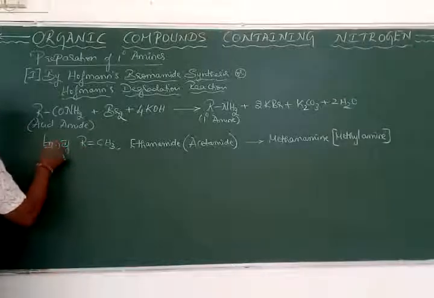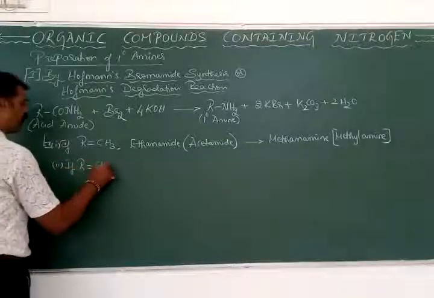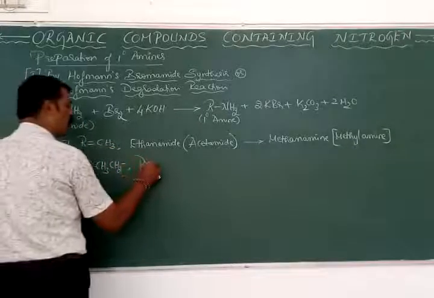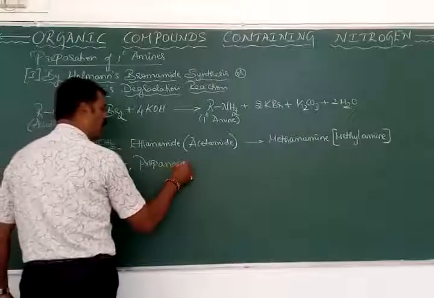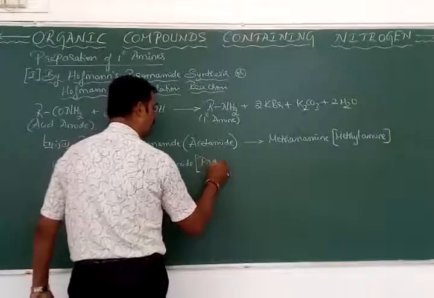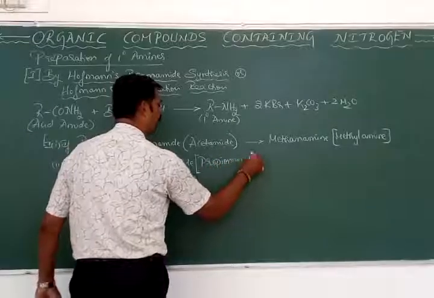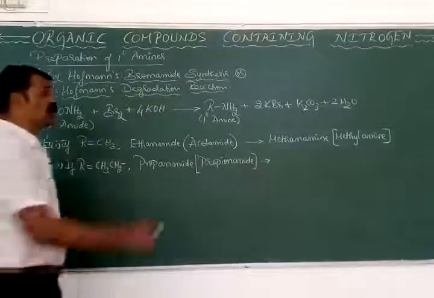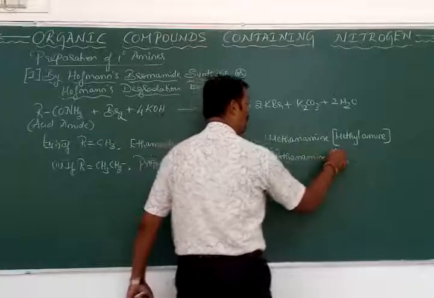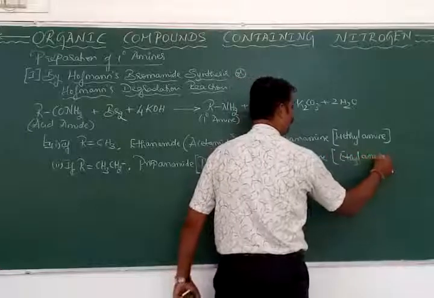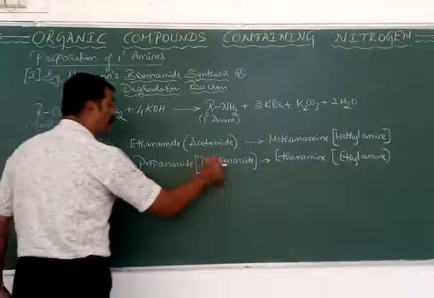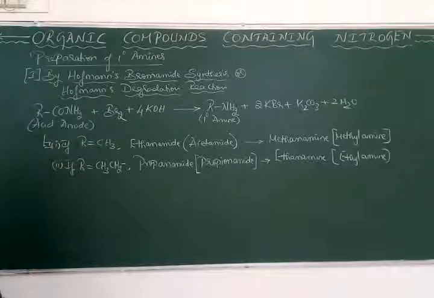Let us take example 2. If R is equal to C2H5 or CH3CH2, CH3CH2CONH2, the root word becomes prop, saturated -an, and the functional group is amide, hence it is called propanamide. The common name, from propionic acid, is propionamide. With R equal to CH3CH2, the IUPAC name of the product is ethanamine and the common name is ethylamine. So ethylamine or ethanamine is prepared by treating propanamide or propionamide with bromine and aqueous or alcoholic potassium hydroxide.